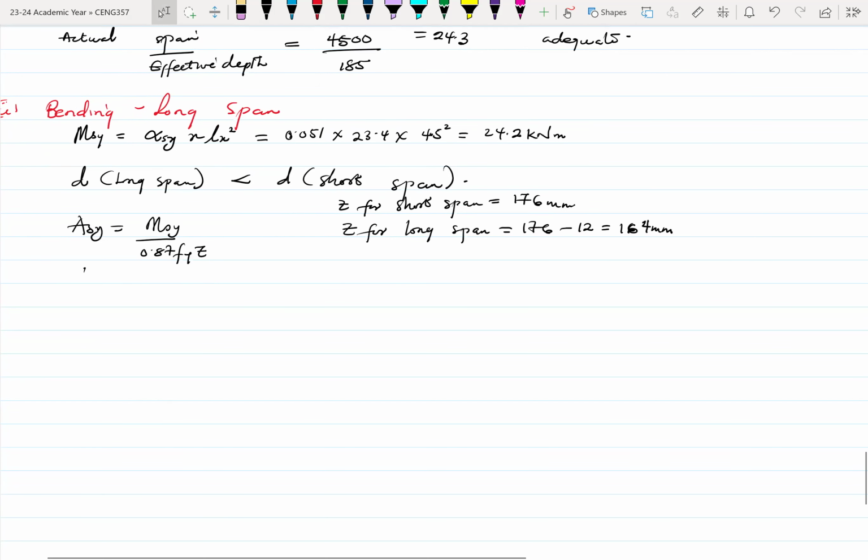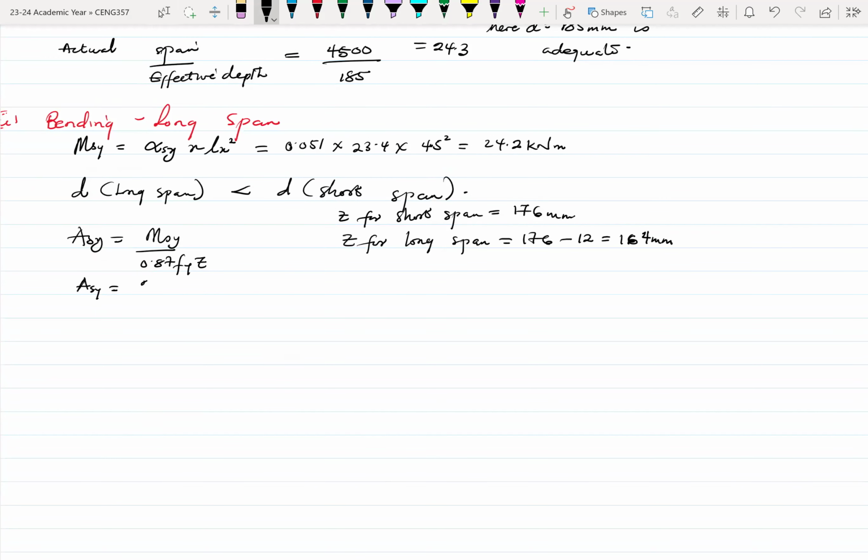So that means that our ASY will be 24.2 times 10 exponent 6 divided by 0.87 times 460 times 164, and this will give us 369 millimeters squared per meter.